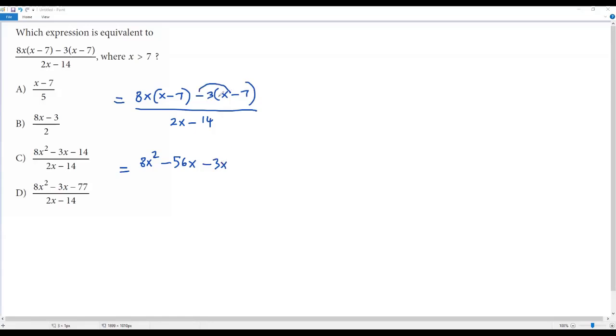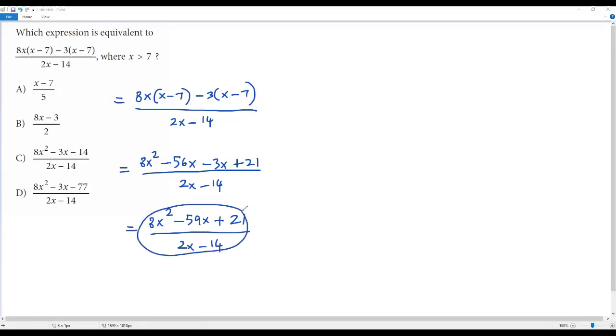And negative times negative becomes positive: 3 times 7 is 21, over 2x − 14. Here in the numerator, I combine the like terms −56x and −3x. I'm getting (8x² − 59x + 21) / (2x − 14). But I don't find this expression in any of the four answer choices. I think we may have to do further simplification.